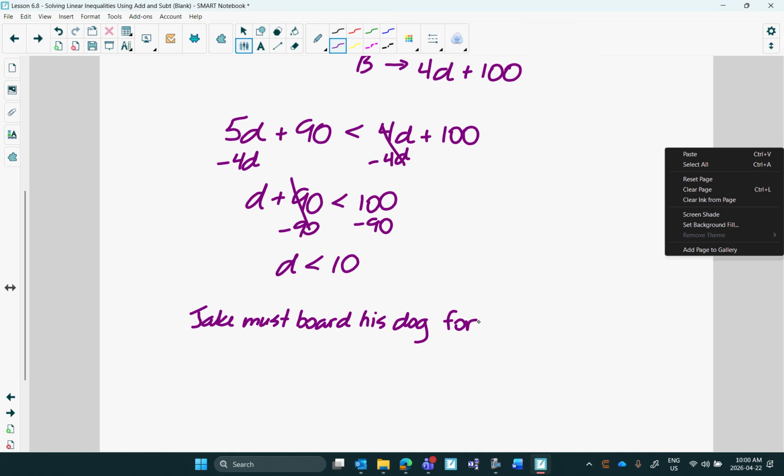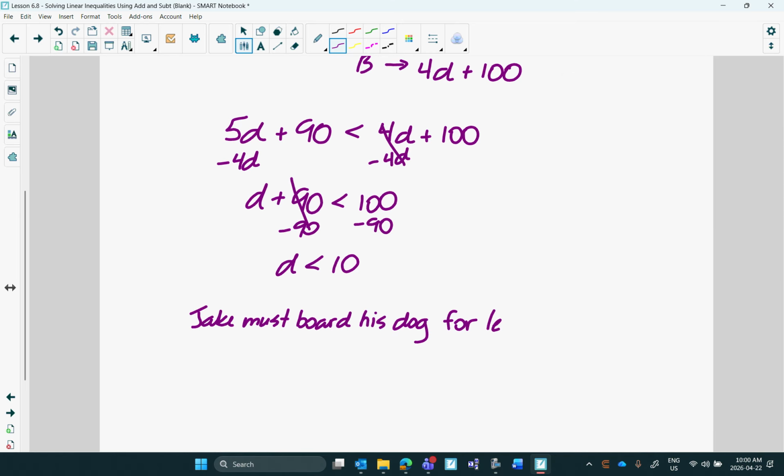More than 10 or less than 10 days? So you could say, notice we're sort of translating back from algebra to English. But you don't want to say 10 days because it has to be less than 10 days. If it was this, then you would say 10 days or less. But it doesn't say it. Okay? Short and sweet.